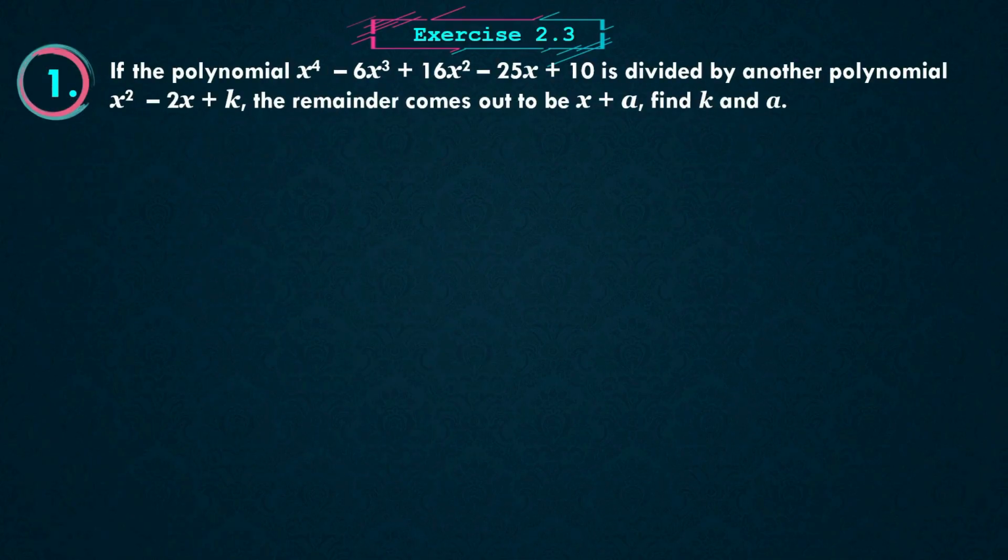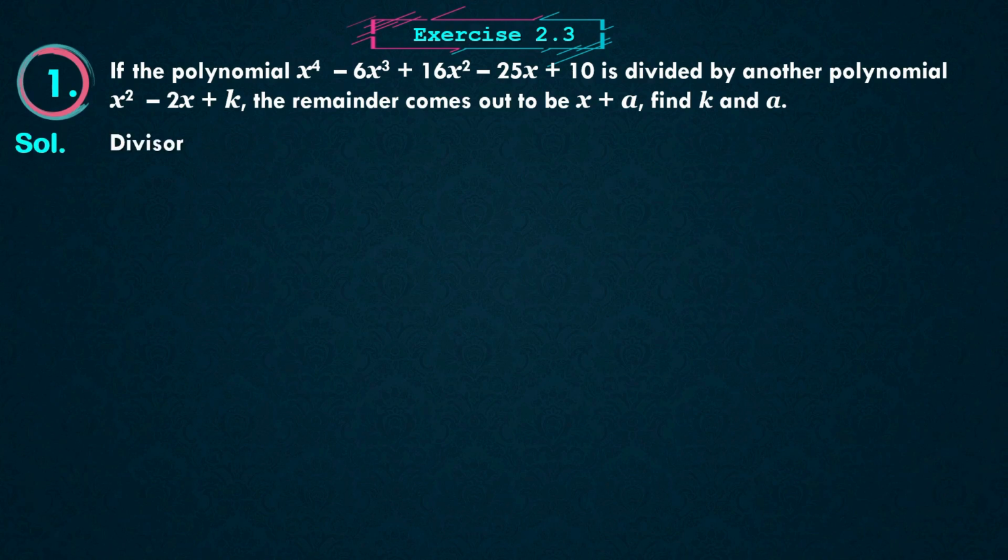Now let us solve the next question. We are given that the polynomial x^4 - 6x^3 + 16x^2 - 25x + 10 is divided by another polynomial x^2 - 2x + k. It is also given that the remainder is x + a. We need to find the values of k and a.